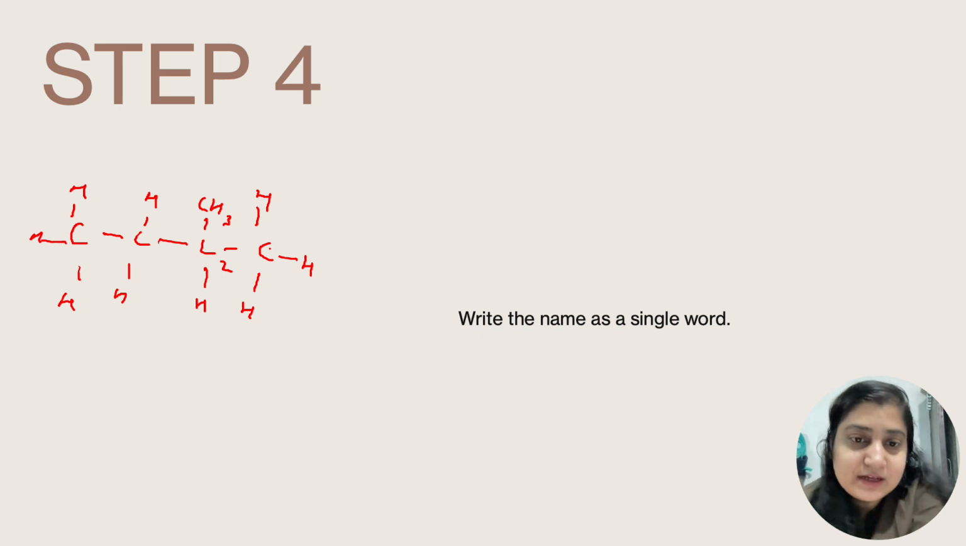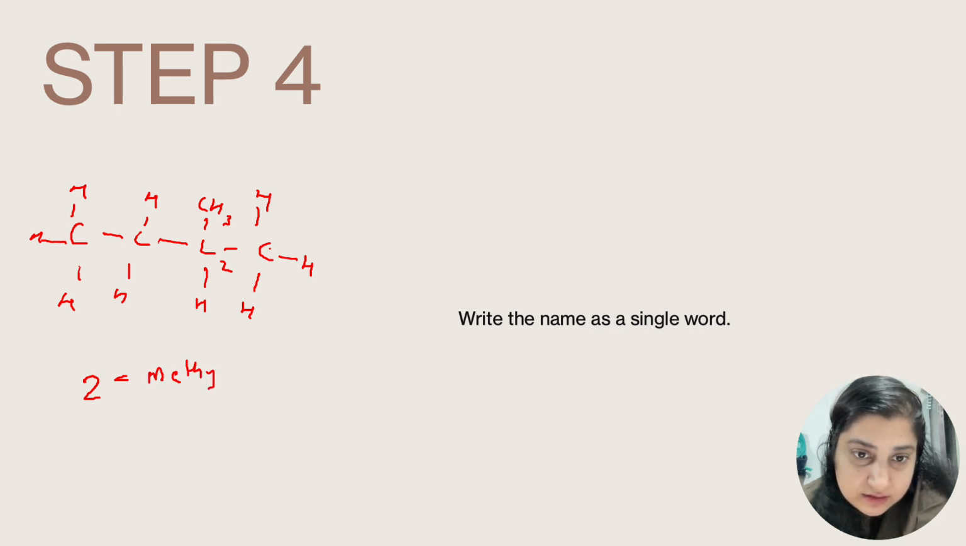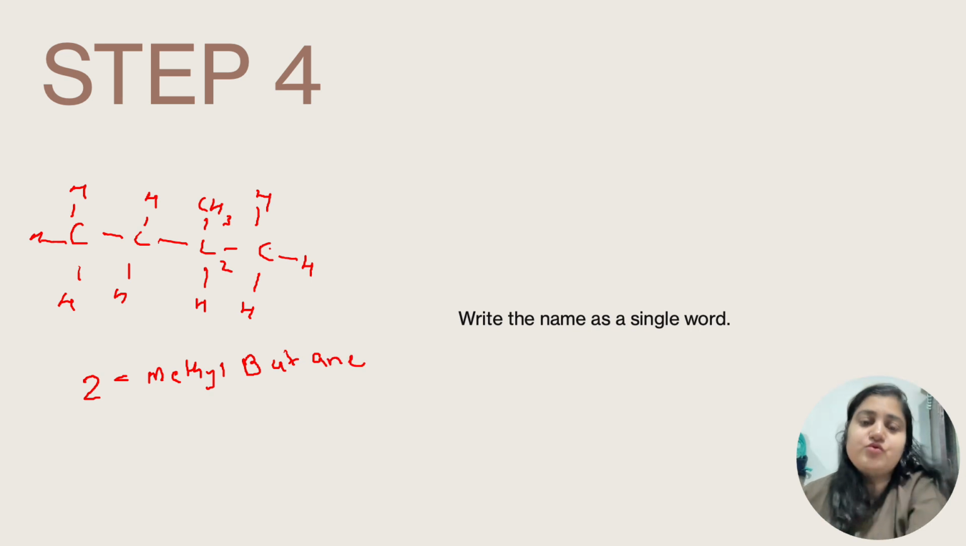So how will it be written? Since all are single bonds, you can see that no double bonds are present. So first we write the number at which the methyl group is present, number 2, dash, then what is present, methyl. What is the number of carbon atoms out here? The maximum number of carbon atoms is 4, 1 2 3 4. 4 means but, and all are single bonds, so ane. So it becomes 2-methylbutane.